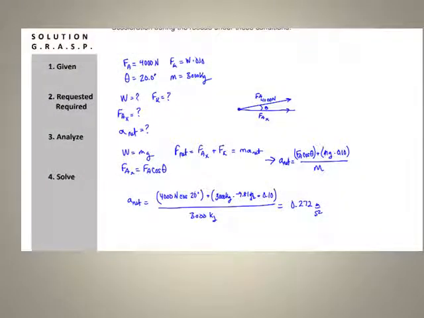Okay, here is the solution. So my givens again: applied force. Force of kinetic friction is still that weight multiplied by 10%. I know it got a little messy there, but 0.1. The angle is 20 degrees with respect to the water, and mass is still 3,000 kilograms. Requested and required: I've got to know the weight so I can find the kinetic friction.